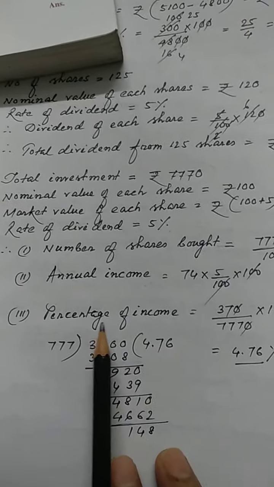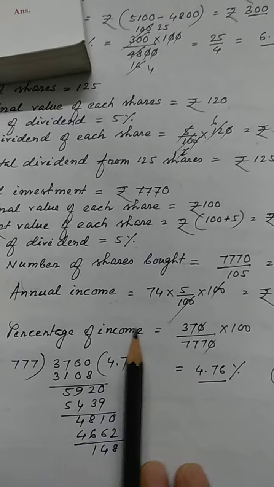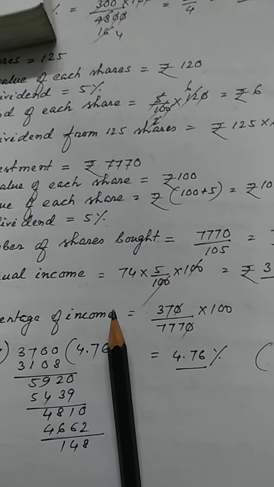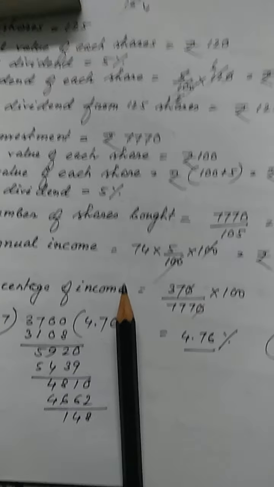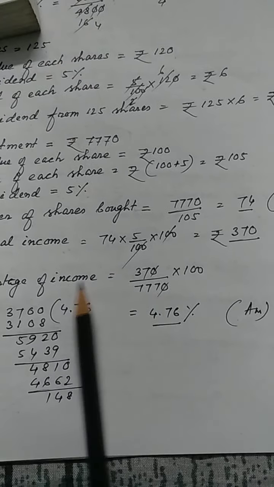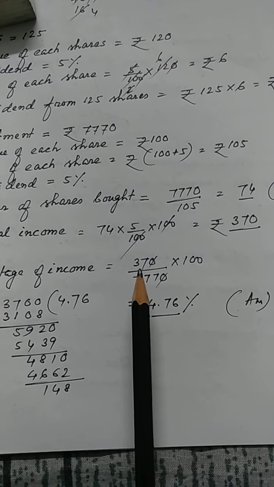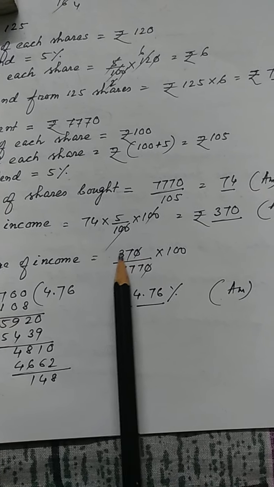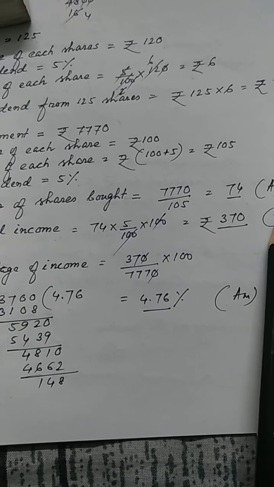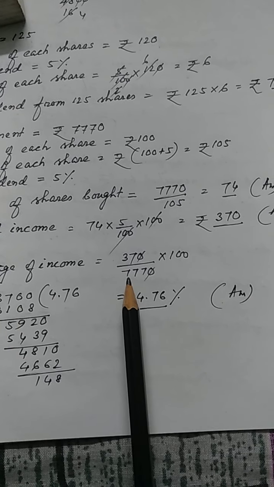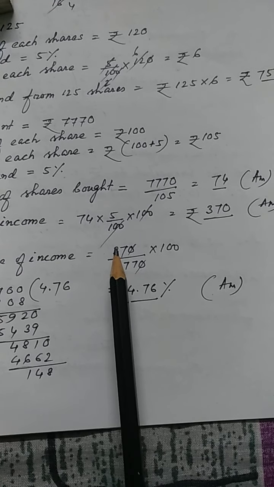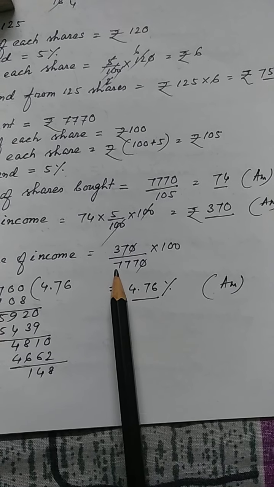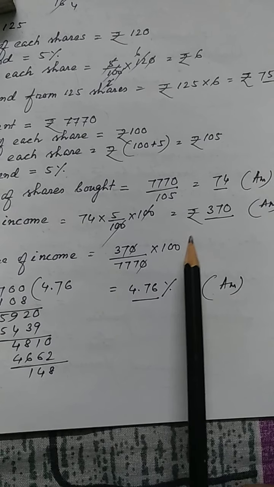Now percentage of his income. Percentage of his income means that his dividend out of his investment, which will be what percent. That rupees 370 which he received as dividend, that will be what percent of his investment, that is 7,770. So 370 by 7,770 into 100.